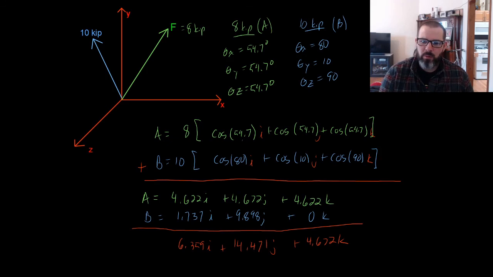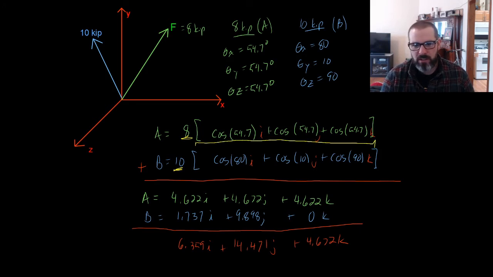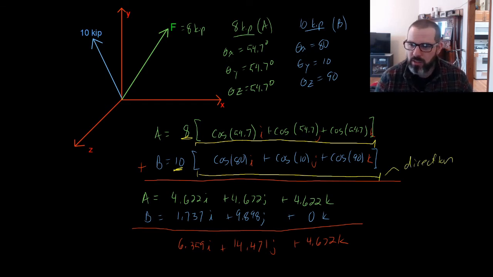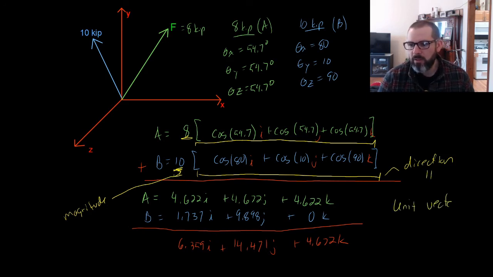Now, one thing when we wrote this down here, we kept the magnitudes of 10 and 8 outside of these brackets. So what we have stored in the brackets represents only direction. And since it's direction without magnitude, we are left with something called the unit vector. And a unit vector has a magnitude of 1, so it gives purely direction.